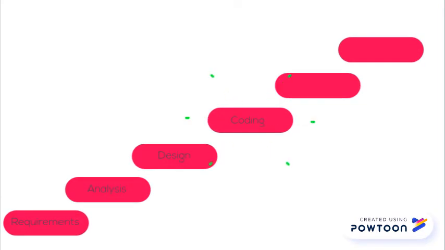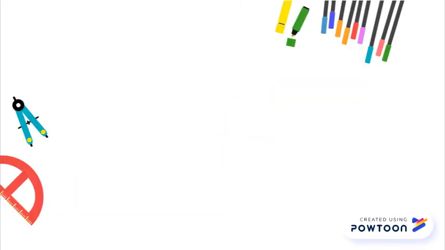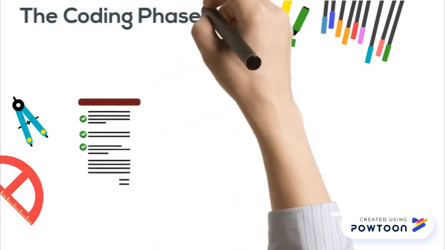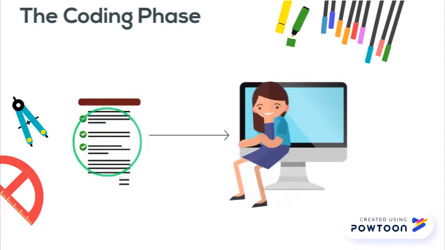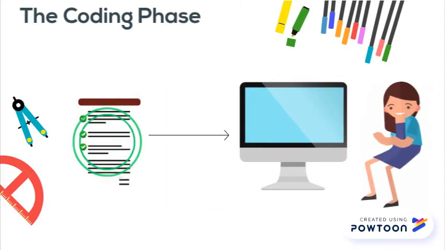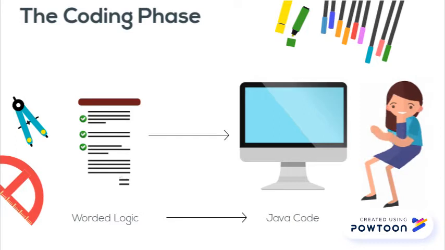And finally, we reach the coding phase. This phase is very self-explanatory. We're basically coding stuff based on the business logic covered in analysis. We're writing the program. Going back to my example, I translated my worded logic from the analysis phase into actual Java language and continued to program.